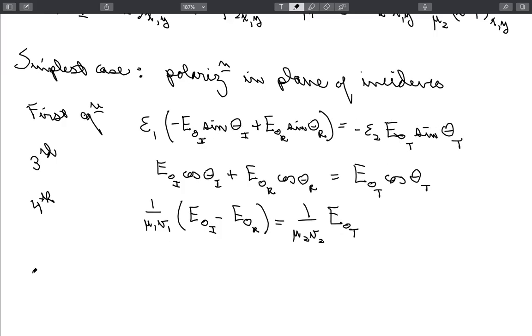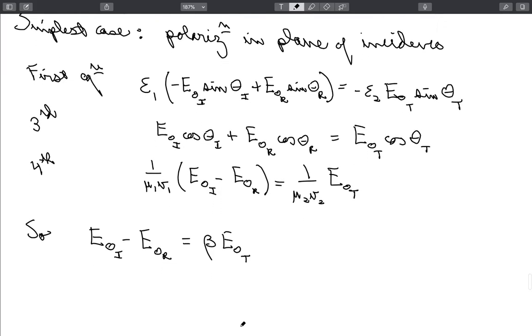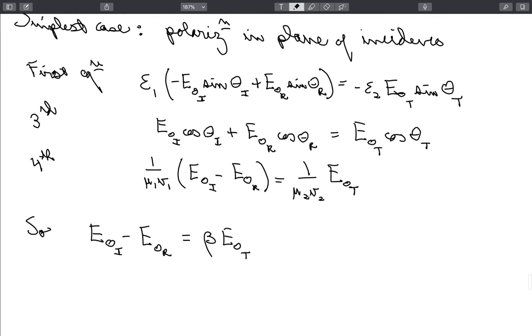And what does that tell you? It just tells you that E incident minus E reflected is equal to, again, just recognizing our factor beta. You just put the mu1 v1 here, and that becomes the beta. So this is just beta times the transmitted amplitude, like this. Okay? So that's equations 1 and 4, which are just the same equation in the end.